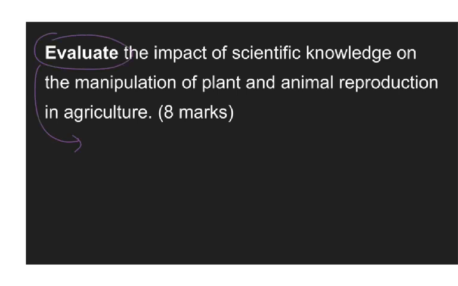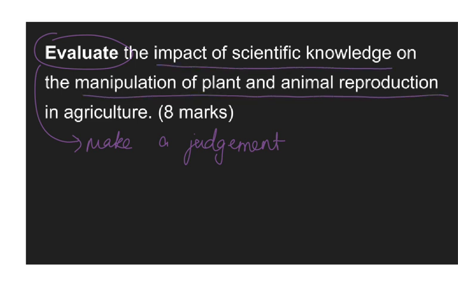When we're evaluating something, we know that we've got to make a judgment based on reasons, and those reasons could be both for and/or against. Today we are evaluating the impact of scientific knowledge on the manipulation of plant and animal reproduction. And our limiting factor is that we're doing this in the context of agriculture. So we want to know how scientific knowledge has impacted plant and animal reproduction.